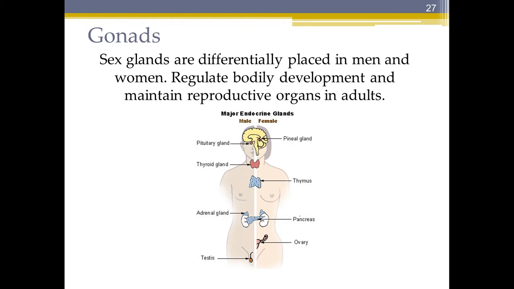And lastly are the gonads. All of the glands that I've spoken about before are shared by the genders. But when it comes to the gonads, the sex glands are different in males and females and differently located. They regulate bodily development and maintain the reproductive organs in the adult. So when a man has his testosterone, it's generated in the testes. The estrogens are generated in the ovaries.